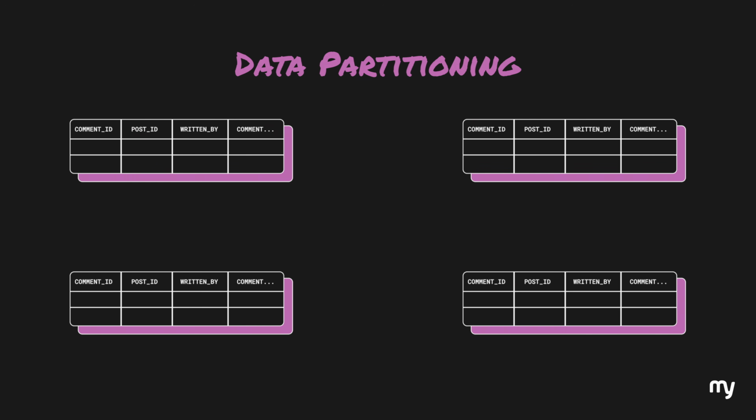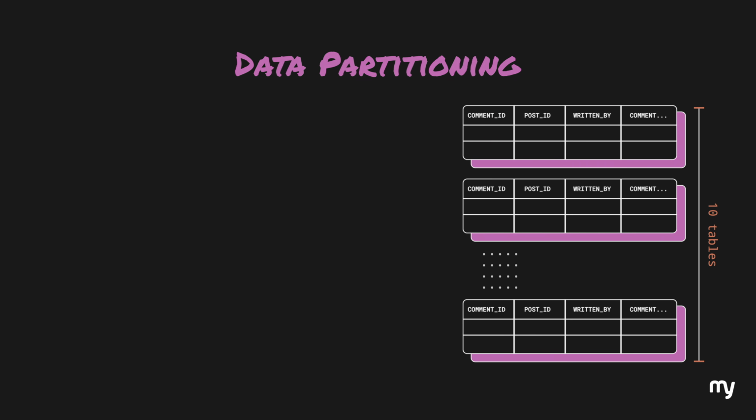So instead of a single table for comments, let's say that we have 10 tables with exactly the same schema. But the data is being split across these 10 tables. So naturally, the 100 million entries per day will be split across 10 tables, each of which will roughly have 10 million entries per day. It's not great, but it's certainly better.